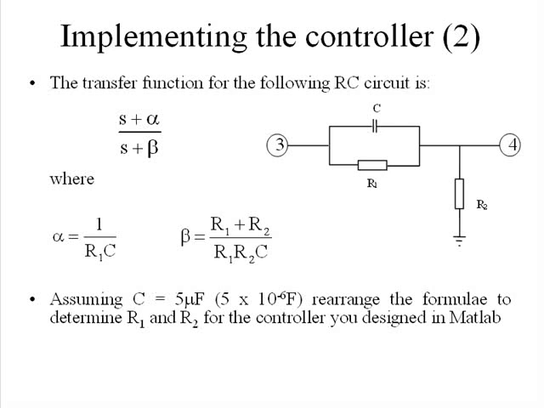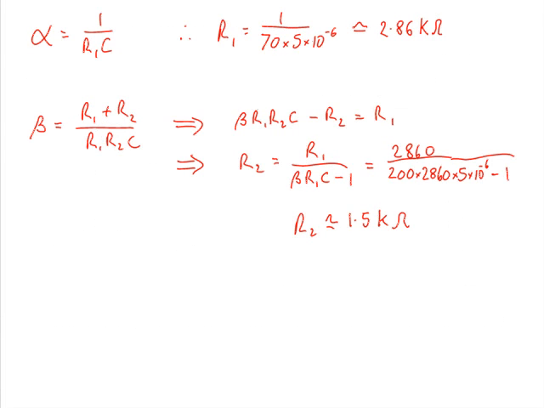In implementing the RC network, we need to work out values for the resistors and capacitors. So alpha was equal to 70, and if we choose a value for a capacitor equal to 5 microfarads, which is what I suggested in the instructions, we get a value for the first resistor to be 2.86 kilo ohms. Rearranging the equation for the beta value, we get a value for the second resistor to be 1.5 kilo ohms.